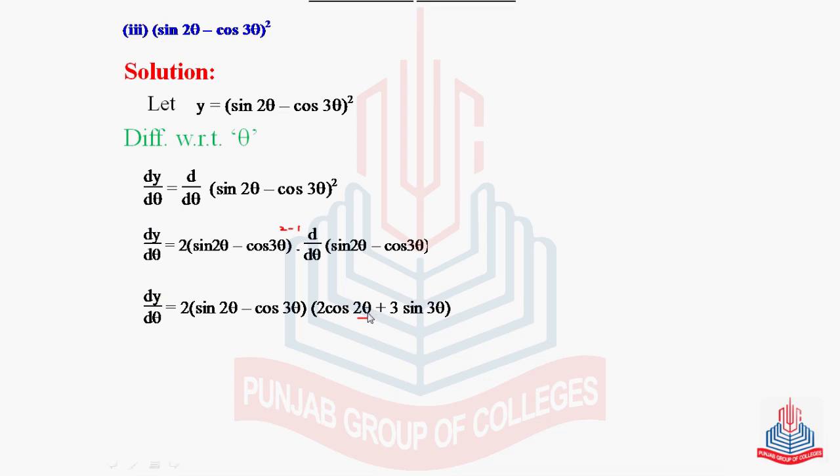Differentiation of 2 theta will be 2, plus the derivative of cos theta is minus sine theta. So this minus and minus will become plus, and the derivative of cos will become sine, the angle is 3 theta, and then derivative will apply on this angle 3 theta, which is 3. So this is the direct result: the derivative of sine 2 theta is 2 cos 2 theta, plus the derivative of cos 3 theta will become 3 sine 3 theta.